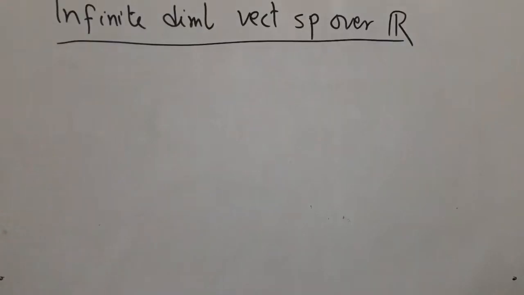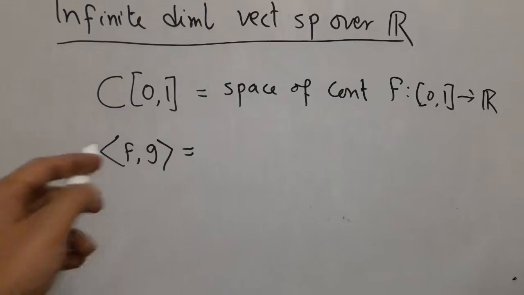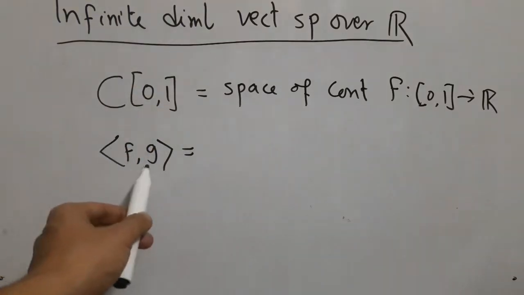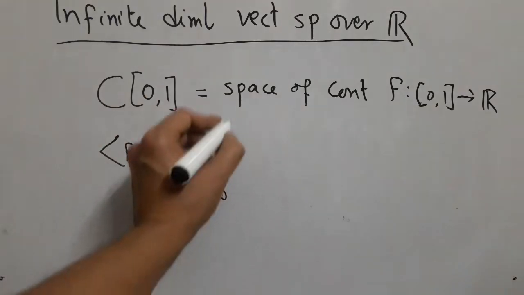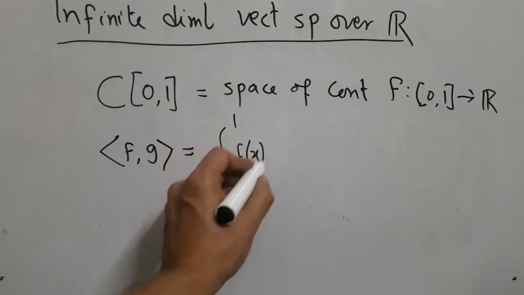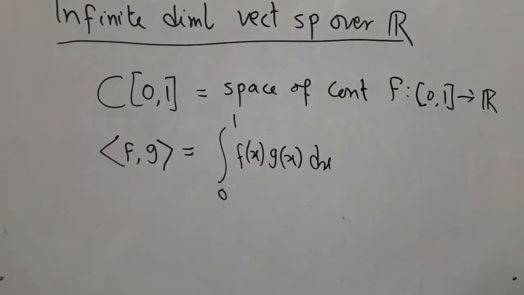Next, let's take an example of an infinite dimensional vector space over R. So this is the space of all continuous functions from the closed unit interval to R under the usual pointwise operations. Now I am going to define one inner product on this. So I take 2 members of this, that is 2 functions defined on [0, 1], real valued continuous, and the inner product is defined as the integral from 0 to 1 of f(x) g(x) dx. It's integrable because the product is continuous and we are integrating over a closed bounded interval. So that will be an inner product, quite easily checked.